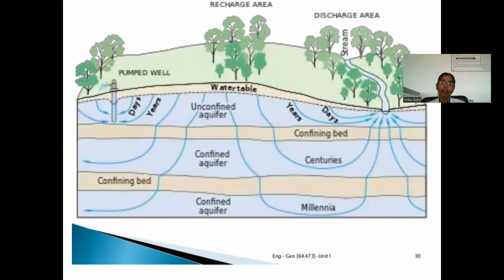This is the underground confined aquifer, unconfined aquifer, confining bed. This is a study about hydrogeology.